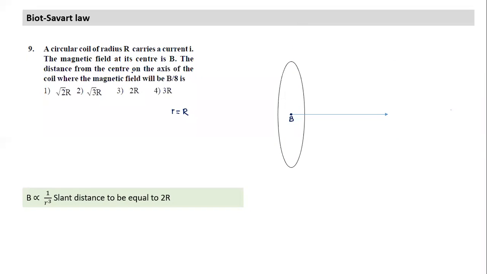We have to find the distance from the center along the axis of the coil where the magnetic field will be B by 8. So there is some point at a distance x from here, and let's say this distance is small r. The field here is B by 8. Since the field is proportional to 1 by r cube, if it becomes 1/8, it means this distance is twice, so this is equal to 2r. We can easily arrive at this. If this is 2r, we can easily calculate x. Okay, so these are simple applications of the loop.